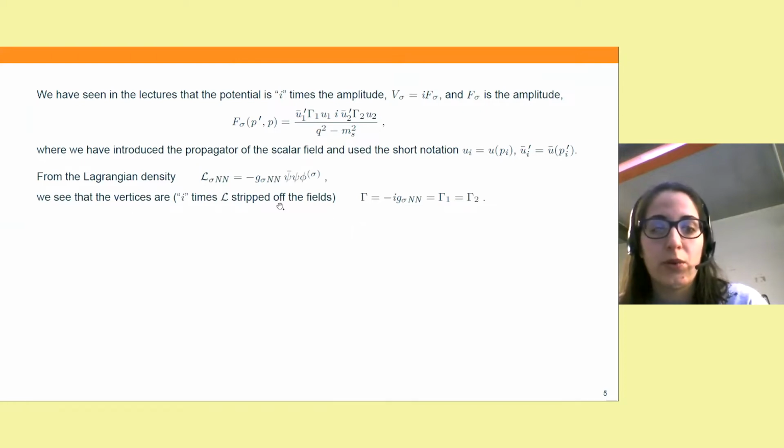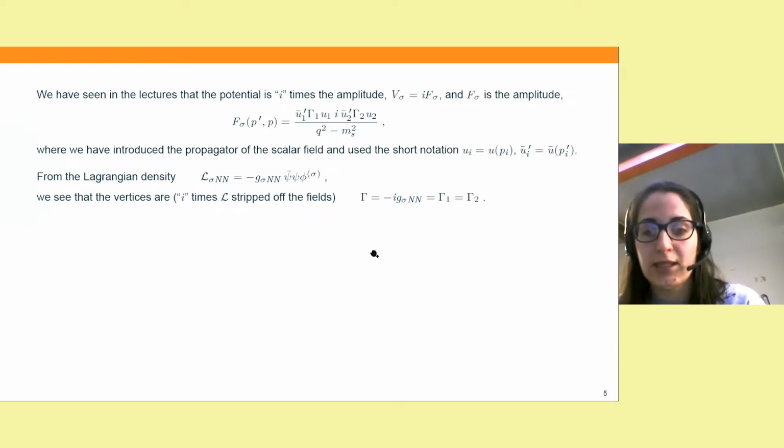Okay, and so because we know the Lagrangian, we can see that the vertices are simply given by the Lagrangian once we strip off the fields. So for the vertex of two nucleons with a scalar meson, this vertex has this form here, minus i, the coupling of the scalar to the nucleons. And it's the same for the two vertices, right? For gamma 1 and for gamma 2. Both vertices have the same form.